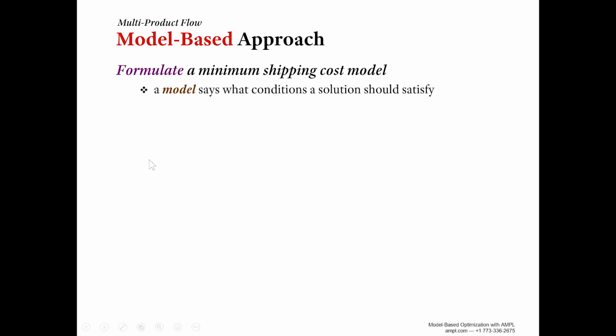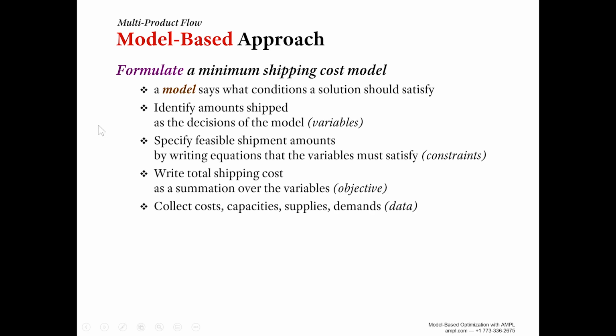In a model-based approach, what you say is, I'm going to formulate a minimum cost shipping model, which says the conditions that a solution should satisfy. But the model itself doesn't say how to find the solution. We'll get to that in a moment. And so we'll identify the amounts shipped as the decisions, okay, the variables of the model. We'll specify equations that they must satisfy, the feasible shipment amounts, what's allowable by specifying various equations. We'll write the total shipping cost as a sum over all the variables. That's an objective. And then we'll collect all the costs, capacities, supplies, and demands as the data.